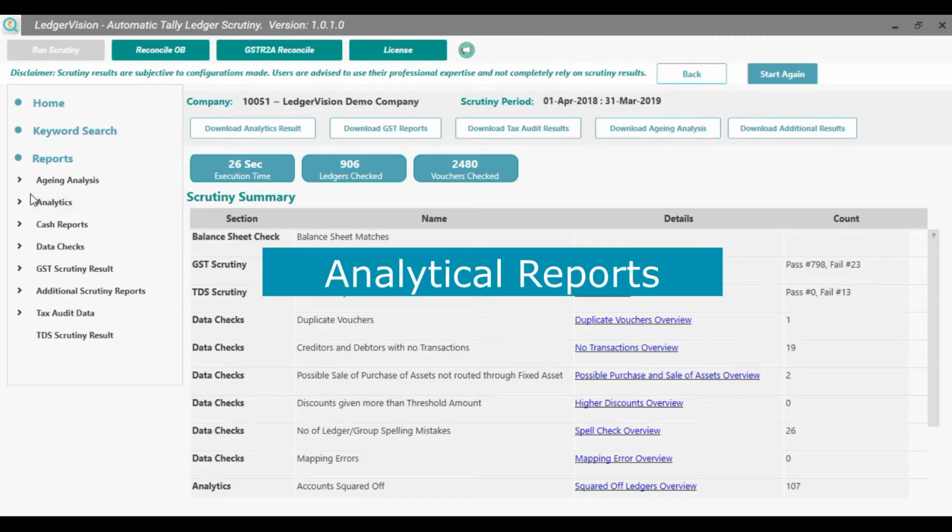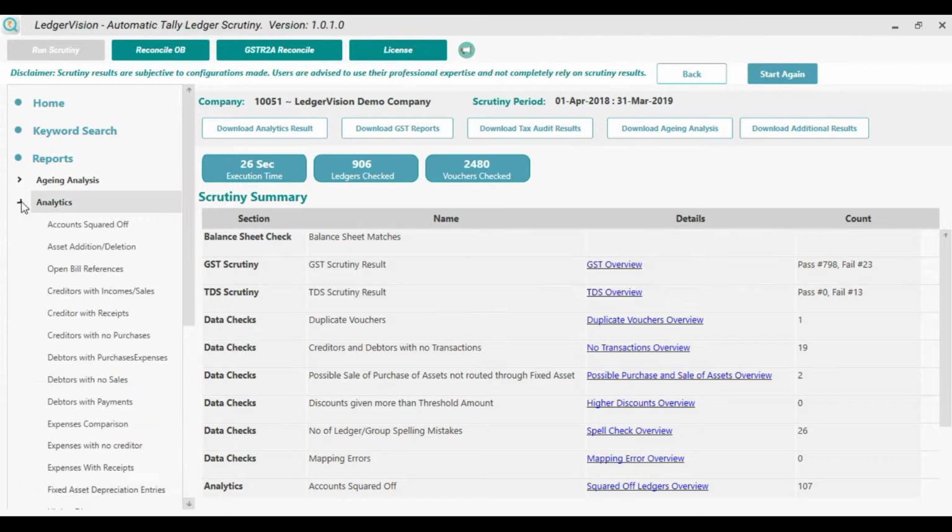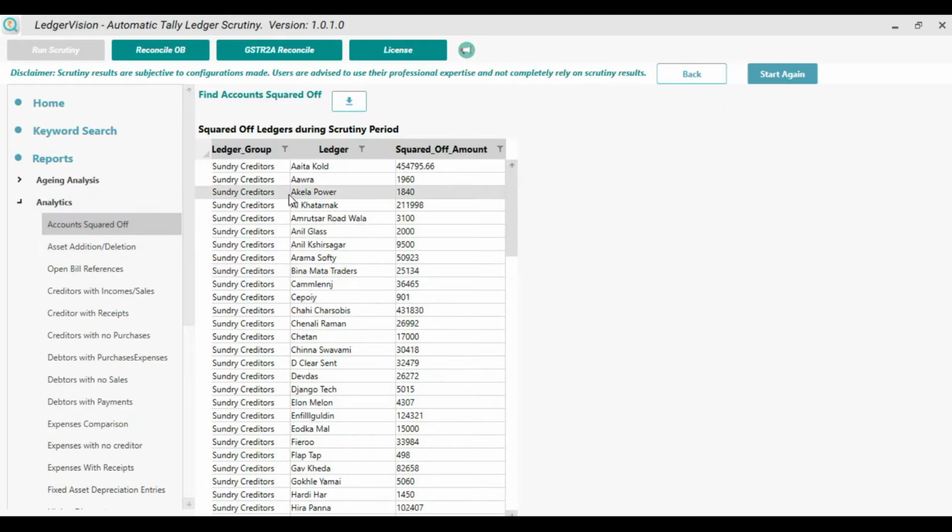Next group of reports is analytical reports. This is the drop down. The first report is account squared off. Now this is the list of ledgers from debtors and creditors, and this is the list showing the accounts squared off during the year. This is the amount by which the account is squared off.